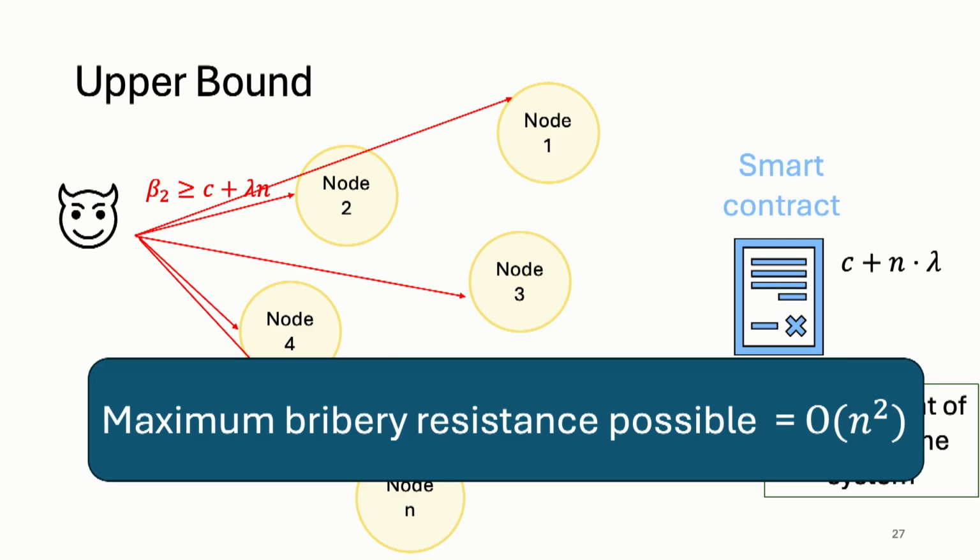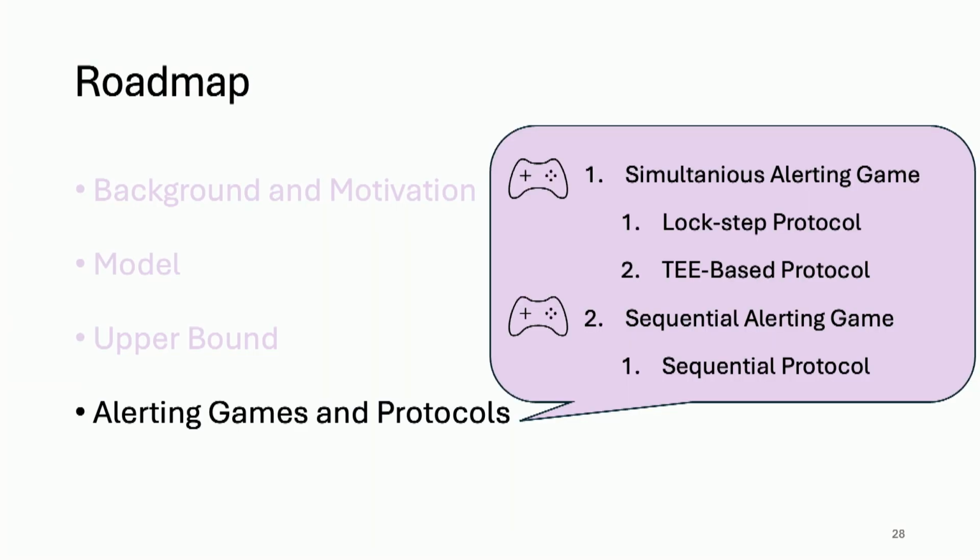Now, on the one hand, this doesn't sound so good because we have an upper bound on the resistance that our protocols can achieve. But in practice, we are investing an amount that's linear in the number of nodes. So we have n nodes working. And in exchange, we get a cryptoeconomic security that's quadratic in the number of nodes. So the next step would be to answer the question, can we actually achieve this quadratic bound? And this is what we're going to see in the rest of this talk.